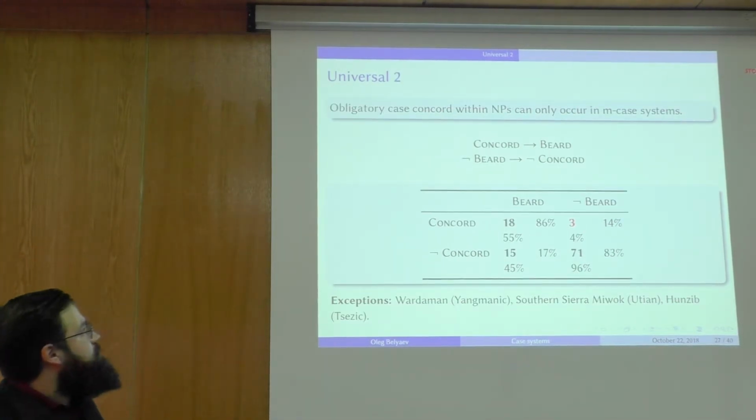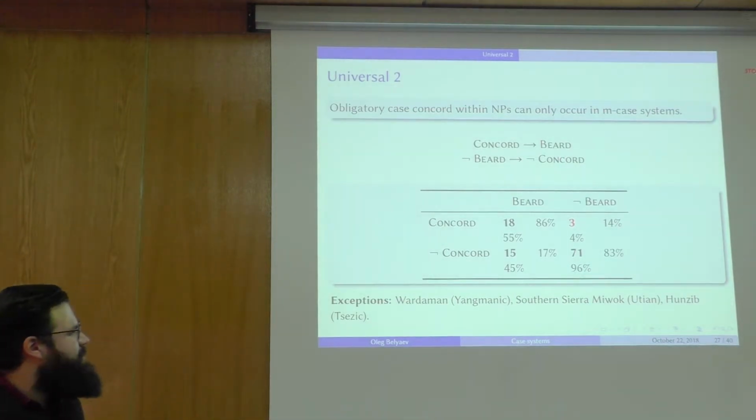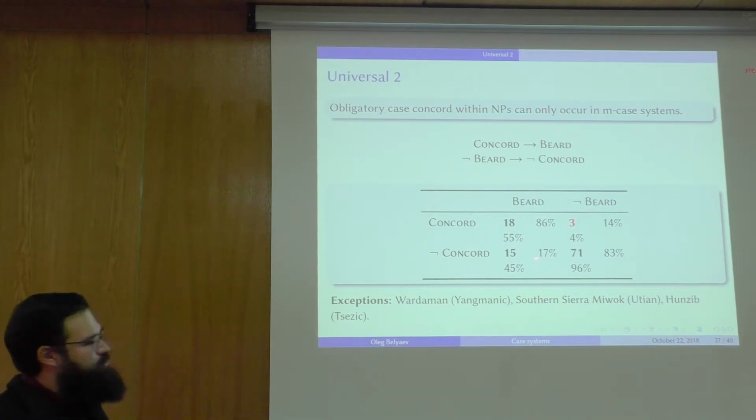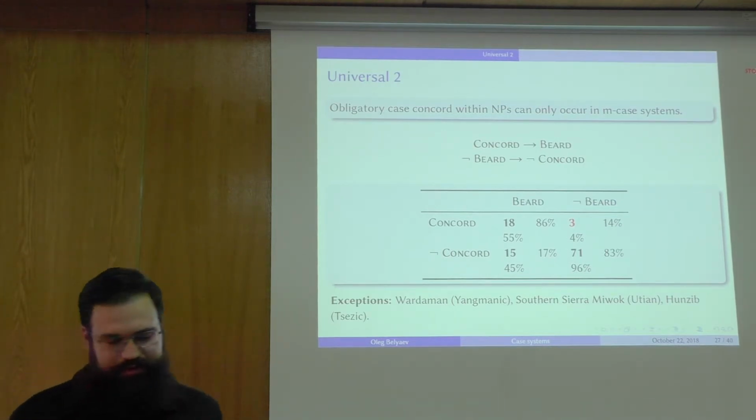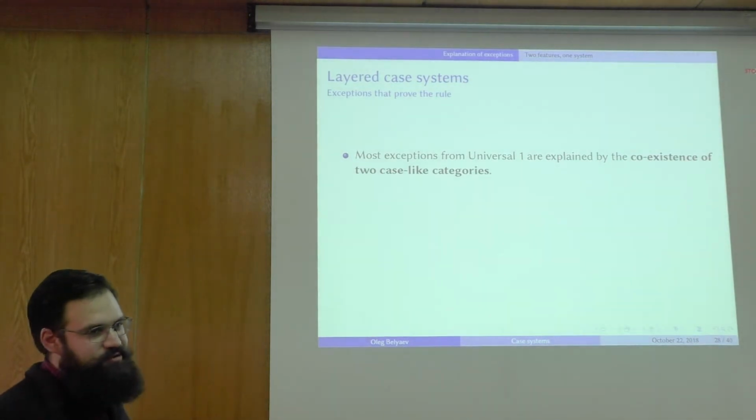In the case of concord, the second universal, that obligatory case concord can only occur in M-case systems, it's slightly better, but the sample is very unbalanced towards languages which don't have concord, which is a bit of a problem which we'll address later. But for now, let's look at why we have so many exceptions to the first universal.